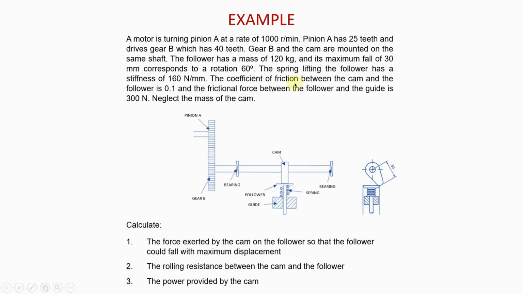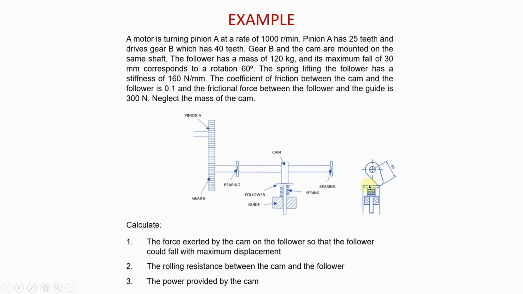Now, the coefficient of friction between the cam and the follower is 0,1. So you can also see here a side view of what we have here. And the coefficient of friction between the cam, this is the cam here, and this T is the follower, and you can see the spring and the slider or the guide here.